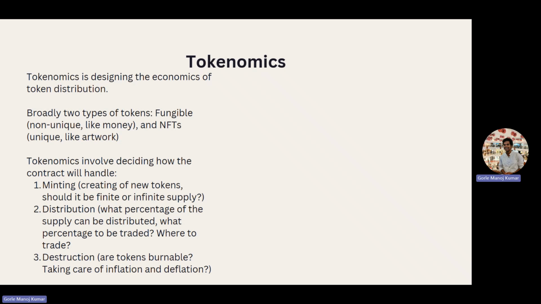Second is distribution. Again, what percentage of this token? So let's say I create this token, very nice. This is my token. In my contract, I probably just write something like uint x. You know what uint x is, right? People who have done Solidity.